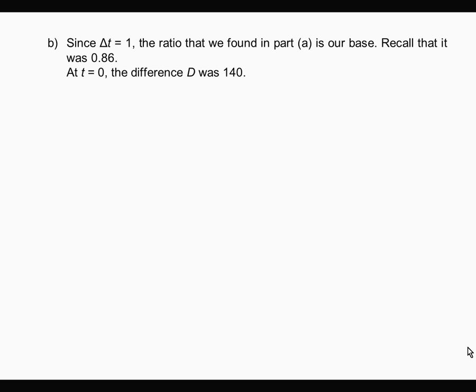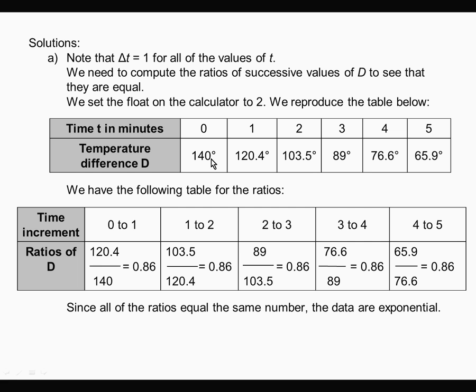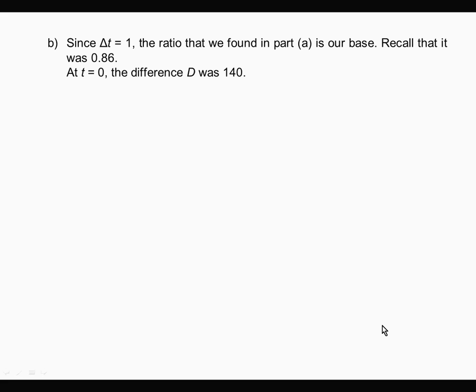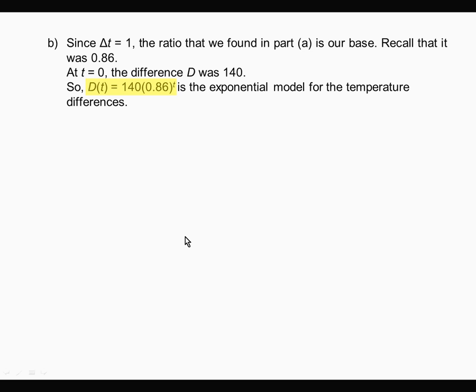So at T equals 0, D was 140, right? Go back to our table. Yes. Okay. So here was our ratio of 0.86. So, you remember, the base of the exponential is R raised to 1 over delta T power, so 140 times 0.86 to the T power. That models the difference in the temperatures. It doesn't model the cup of cocoa's temperature. That's part C.